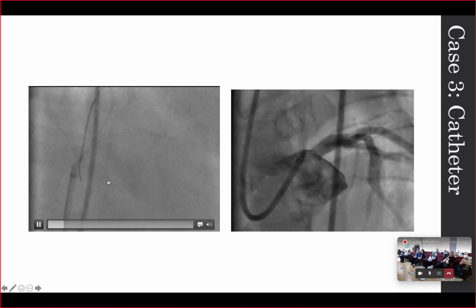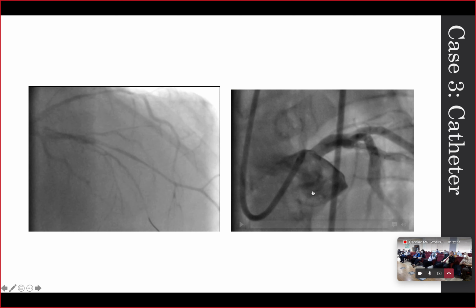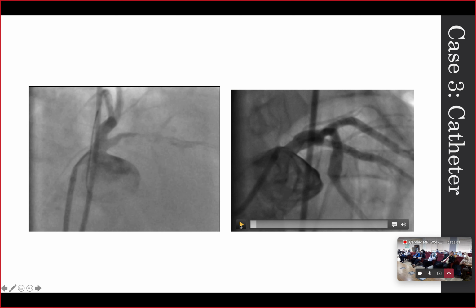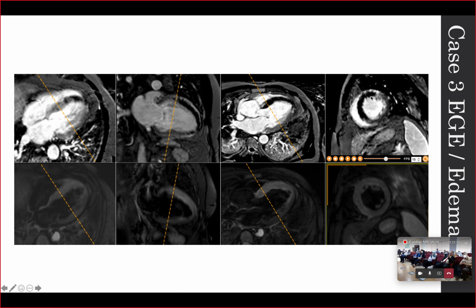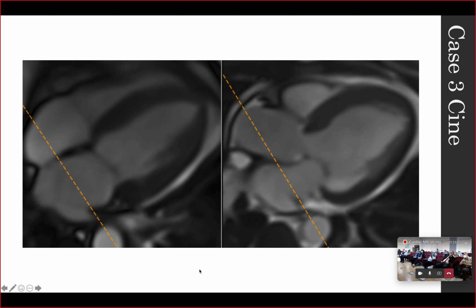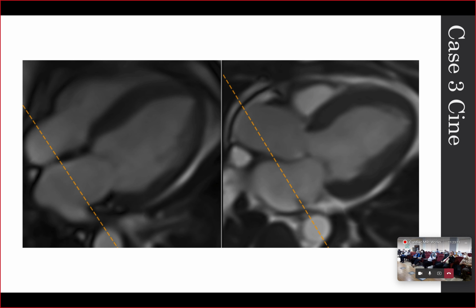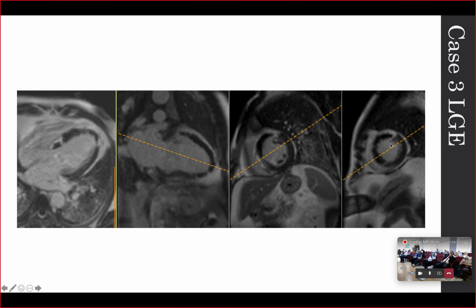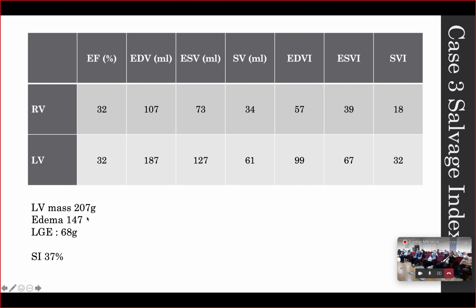Another case, PCI, and large MVO, large myocardial infarction, large area at risk, large areas of edema, functions of course impaired, and this patient showed MVO, transmural infarction, and his salvage index was around 37% when it was calculated.